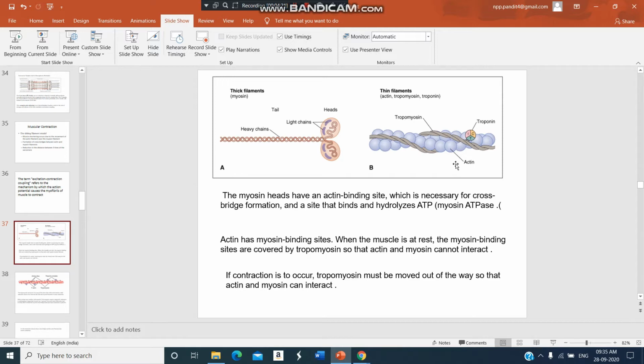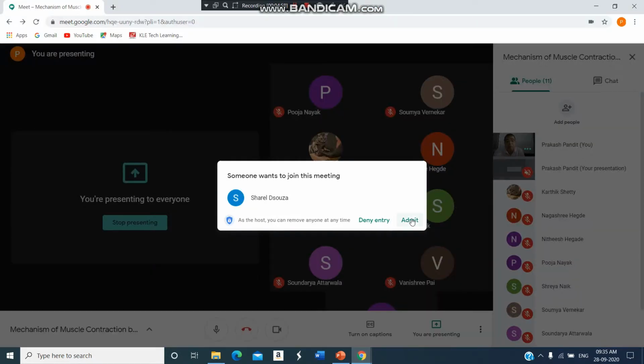Actin, this is the actin filament, has myosin binding sites. But when the muscle is at rest, these actin filaments are not exposing the binding sites, because these active sites are masked by a special protein known as tropomyosin. So when the muscle fiber is at rest, these active sites are masked by the tropomyosin protein.